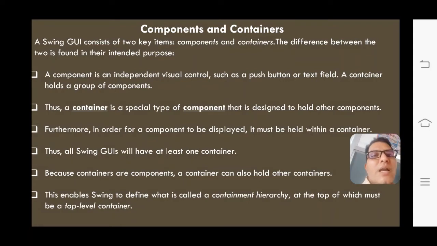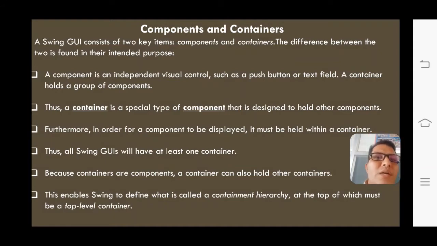A container holds a group of components. What will a container hold? A container can hold a group of components. As we know, your browser is a container. In your container you can place a set of components. Thus, a container is a special type of component. Please observe here: the container is treated as a special type of component that is designed to hold other components.